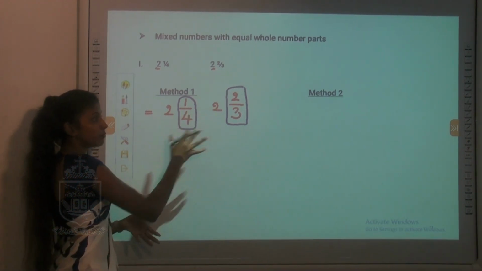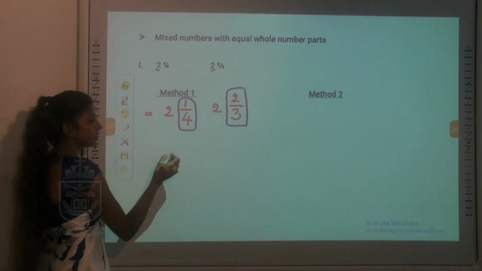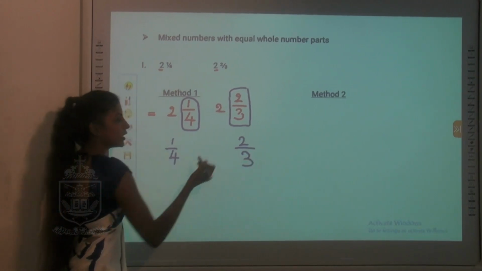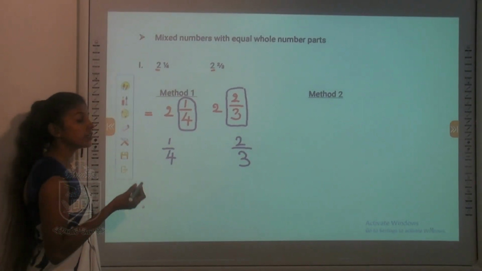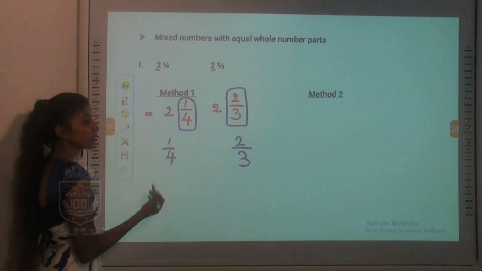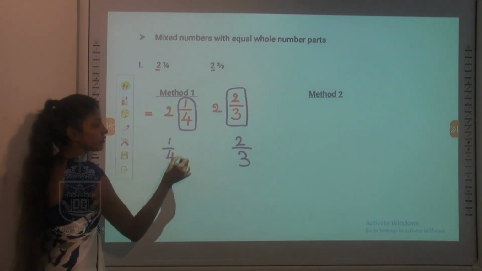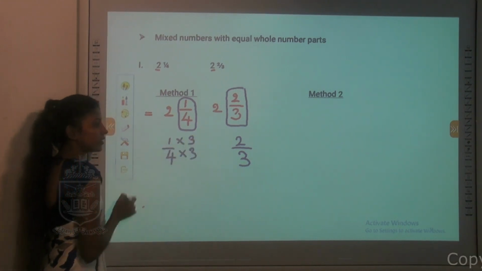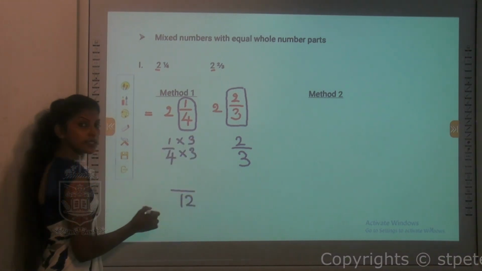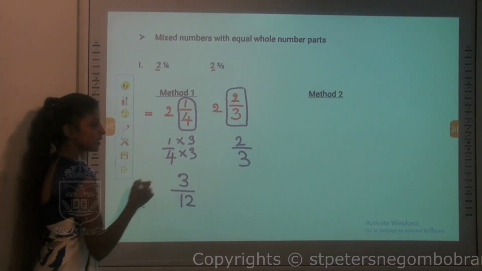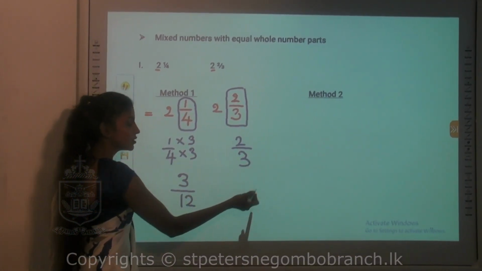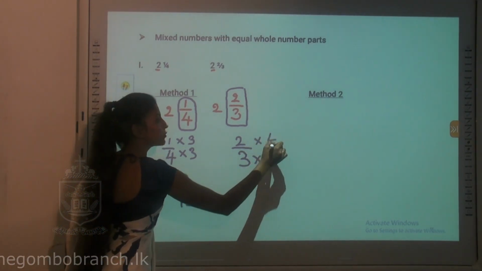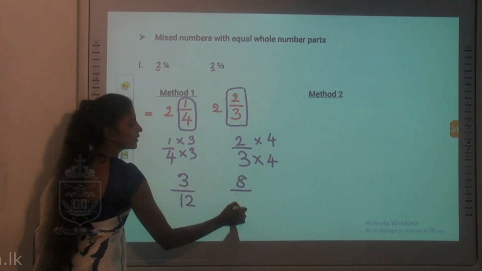Now you have to keep this number 2 as it is, and then we are going to convert 1 over 4 and 2 over 3 into equivalent fractions. So what is the common denominator which we can make? Number 12. So in order to make it 12, you can multiply 4 by 3 and 1 also by 3. So 4 times 3 is 12, 1 times 3 is 3. And in order to make this 12, we have to multiply this by 4, and the numerator also by 4. So 4 times 2 you have 8 and here 12.